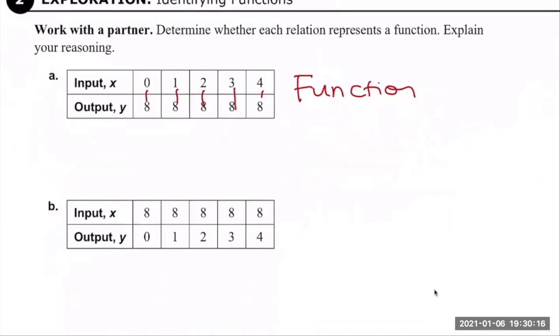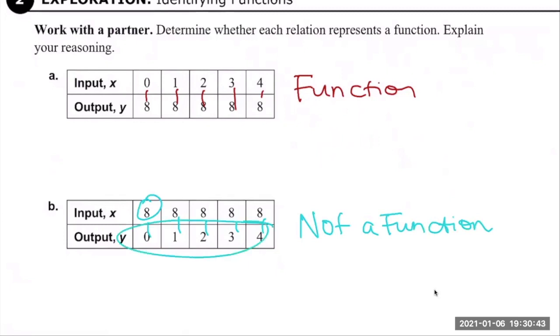Now let's look at the next one. 8, 0, all of our x's are the same and we get different values. So that means if we were to put this on a graph, the line would be going vertically up and down, which is not a function. So this one is not a function. And it's because the value 8 is paired with 5 options. Not possible.